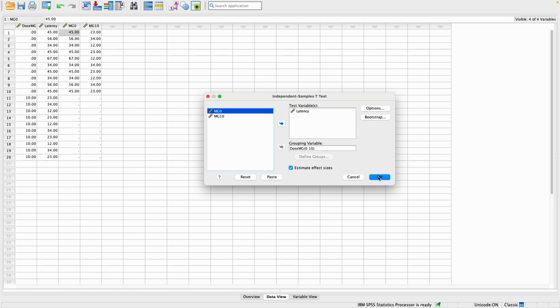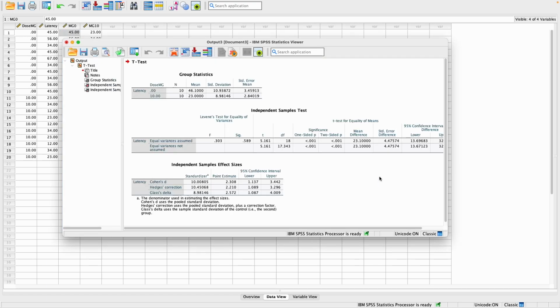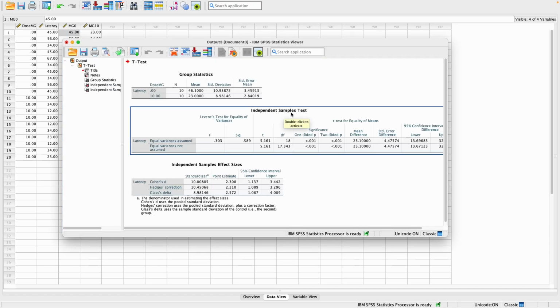Okay, I'm going to go ahead and click OK. And I'm looking for the independent samples t-test. T is 5.161 with 18 degrees of freedom. And for a two-sided test, this is a significance level of p less than 0.001. This data indicates that there is a significant difference between the 0 milligram and the 10 milligram dose groups.